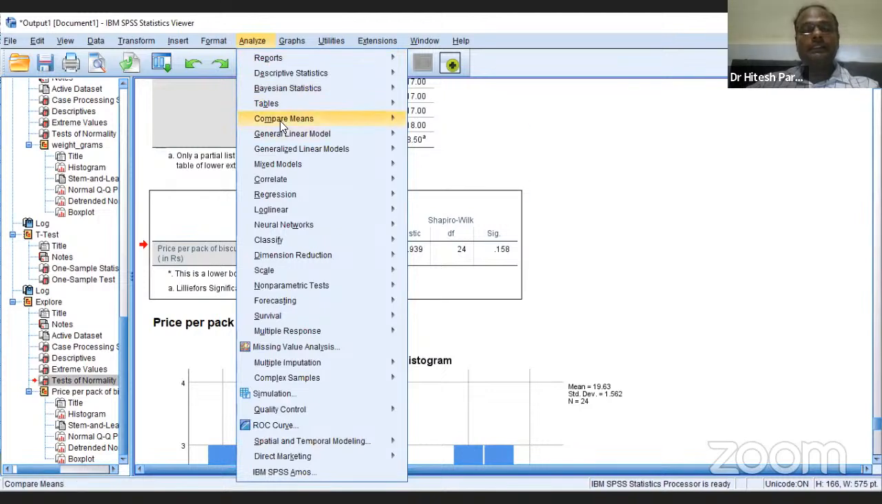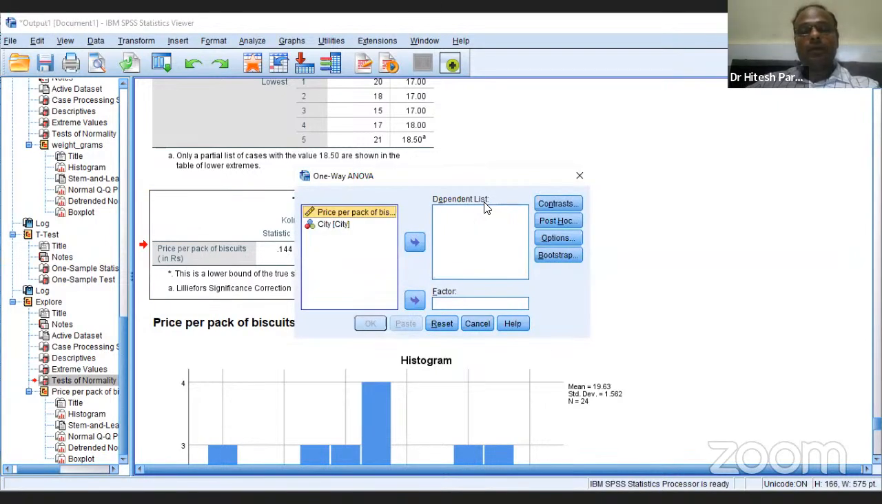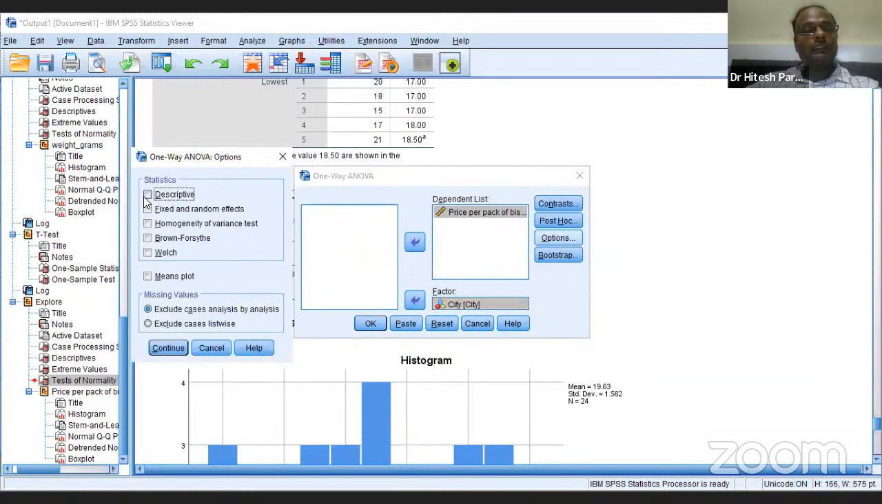Click on Analyze, Compare Means, and now One-Way ANOVA. Just click there. Your dependent variable is price and your factor is city. Let us click on Options. Let us click on Descriptive. Let us also give a tick mark to Means plot and continue.